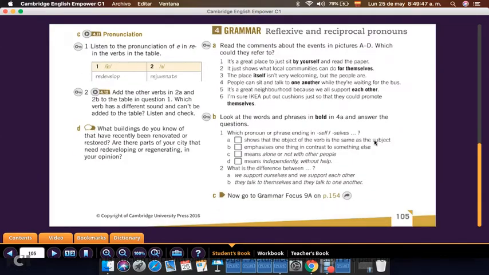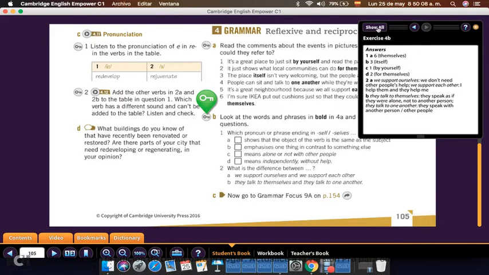Now look at the words and phrases in bold in 4A. This is 4A. And answer the questions. Which pronoun or phrase ends in self or selves? Now, let me tell you something. Self is for one person and selves is for more than one person. Okay? So, these are the answers right here. Check them out.